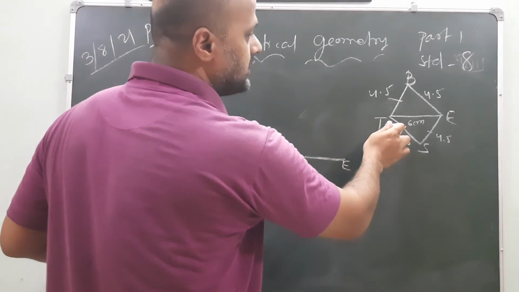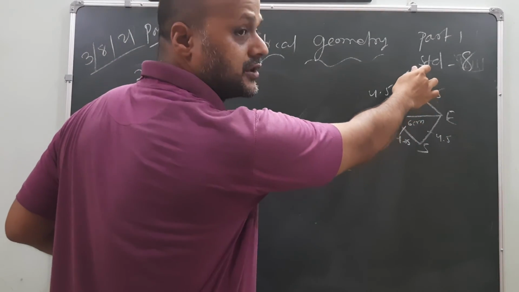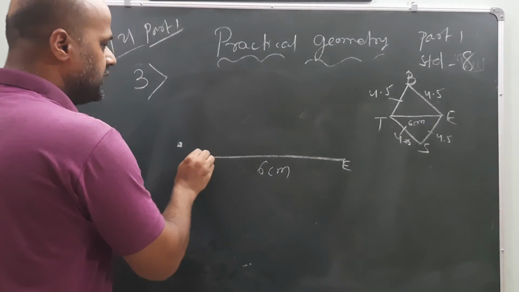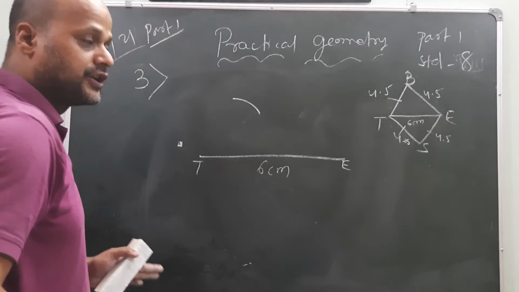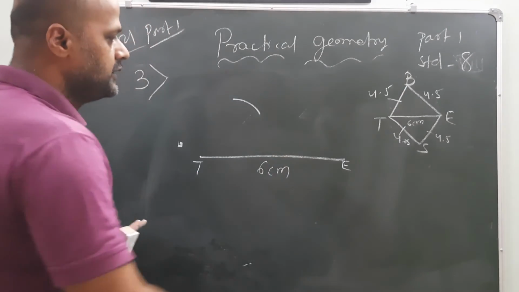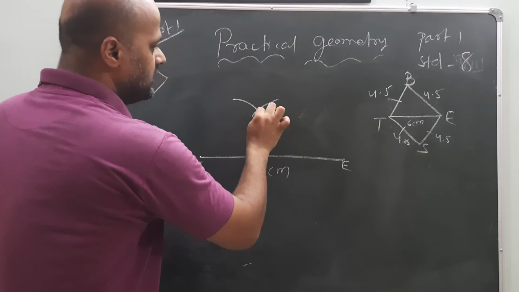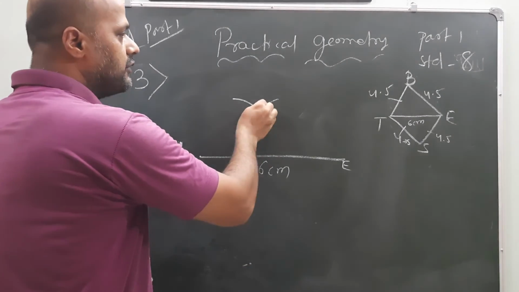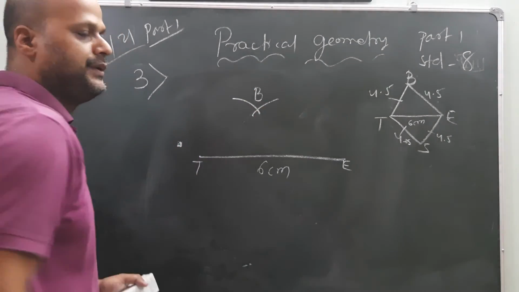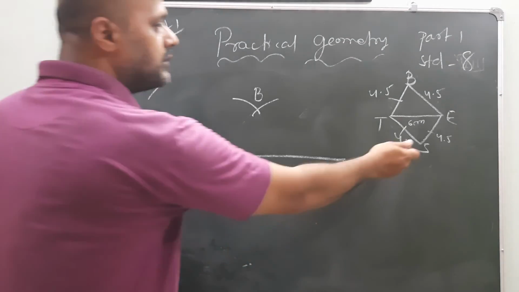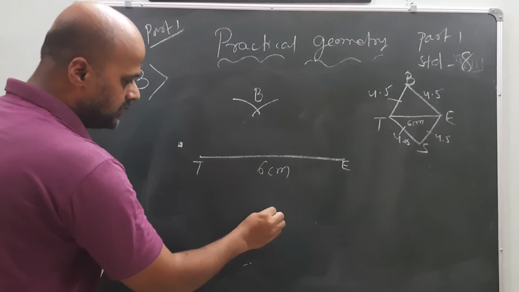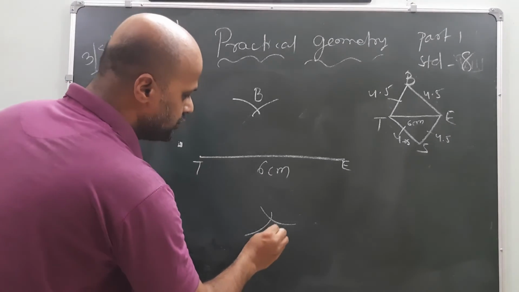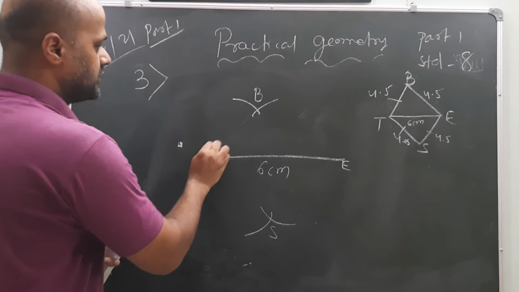Now from TE, B will come on top and S will come down. So it is the easiest one. From T, draw an arc of dimension 4.5. Same from E, draw it like this and cross that arc. Whatever intersecting point you get, that point is called B. Now S will come down. Same thing: from T, 4.5, from E, 4.5. Which point will come? S. Now join it.